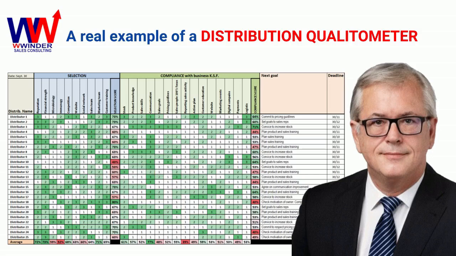You'll immediately notice that color codes have been applied to scores from 1 to 3. You can immediately see the strengths and weaknesses of each distributor's selection and KSF compliance criteria. And this enables the company's salespeople to set the right targets for future visits to the distributor.